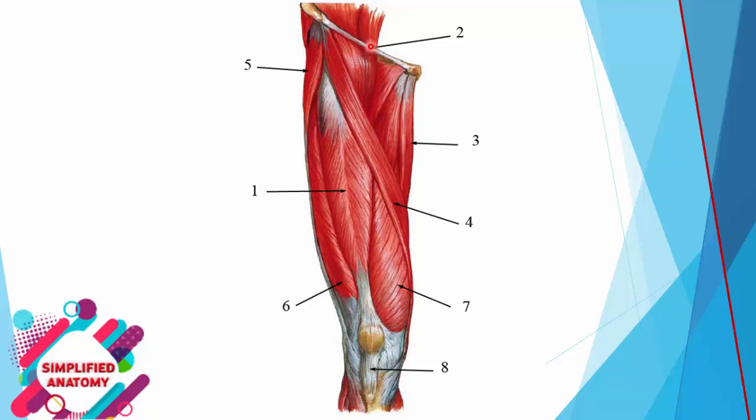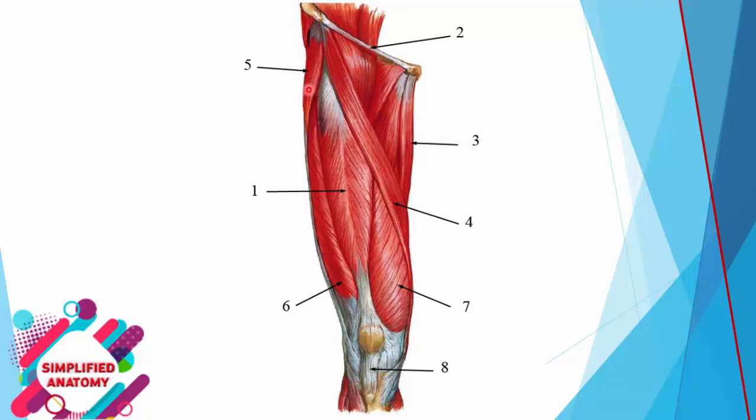Number 2 is a ligament extending from anterior superior iliac spine to the pubic tubercle, called inguinal ligament. These muscles from lateral to medial: iliacus, psoas major, pectineus. This muscle is called adductor longus, and the most medial muscle is called gracilis muscle, number 3.